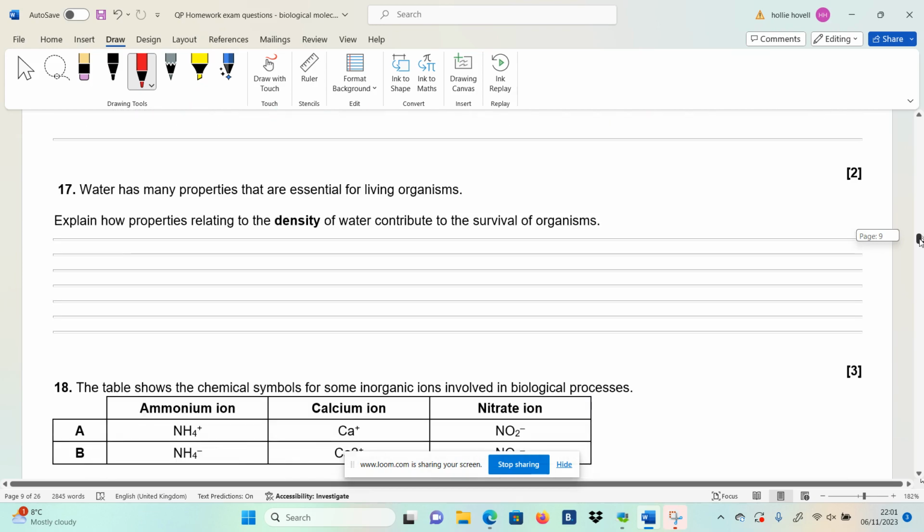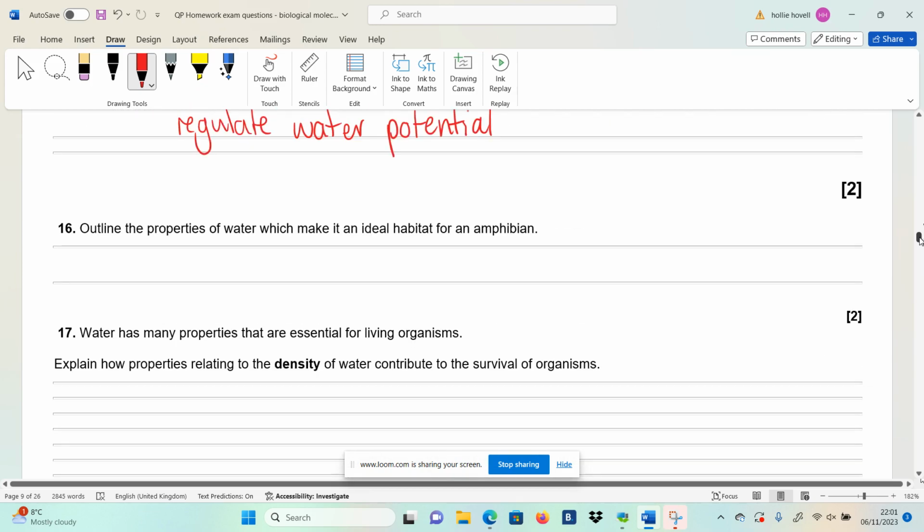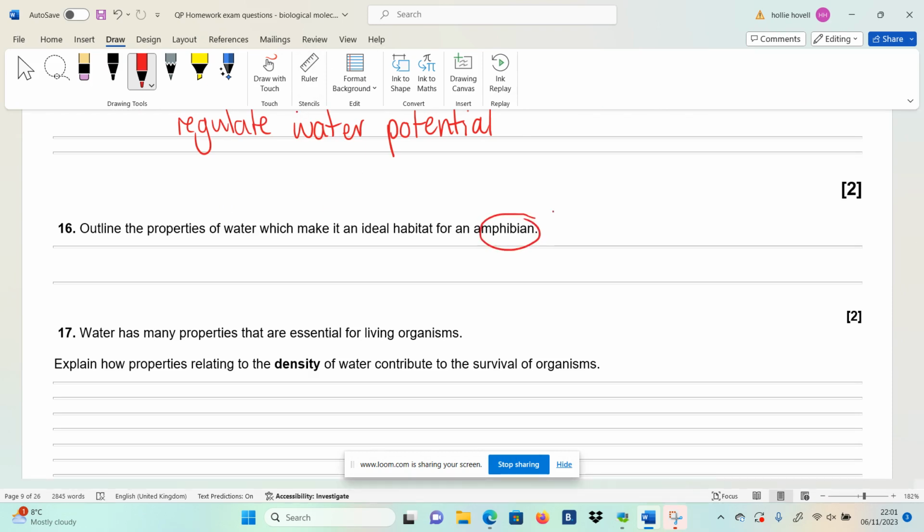Number 16, outline the properties of water that make it an ideal habitat for an amphibian. So an amphibian is an organism that can live in water and on land. Okay, first of all, that's what amphibian actually means. But why is it good for organisms to live in? There's lots of things you could say. It's only 2 marks, you don't need to say all of these, but you could say that it's a solvent.